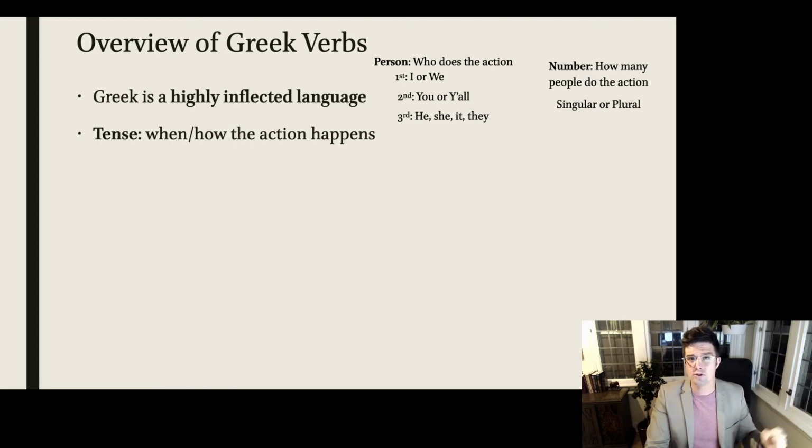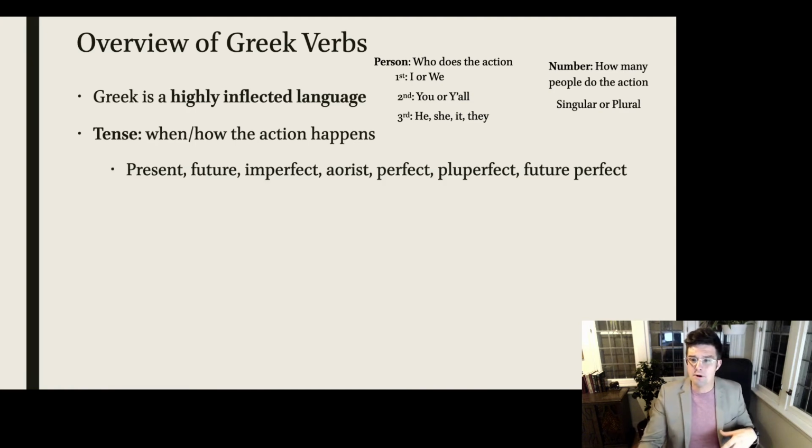But Greek is also going to change its verbal forms for a number of other things. Another part of Greek verbs is their tense. Tense refers to when or how an action happens. And there are a number of different tenses in Greek. The ones that are going to be most important for us in this class, the ones you're going to see most often in the Greek New Testament, are the present, the future, the imperfect, the aorist, and the perfect. We'll also learn the pluperfect and we'll be introduced to the future perfect, but these first five are going to be the most important, and we will address them as we come to them week by week.